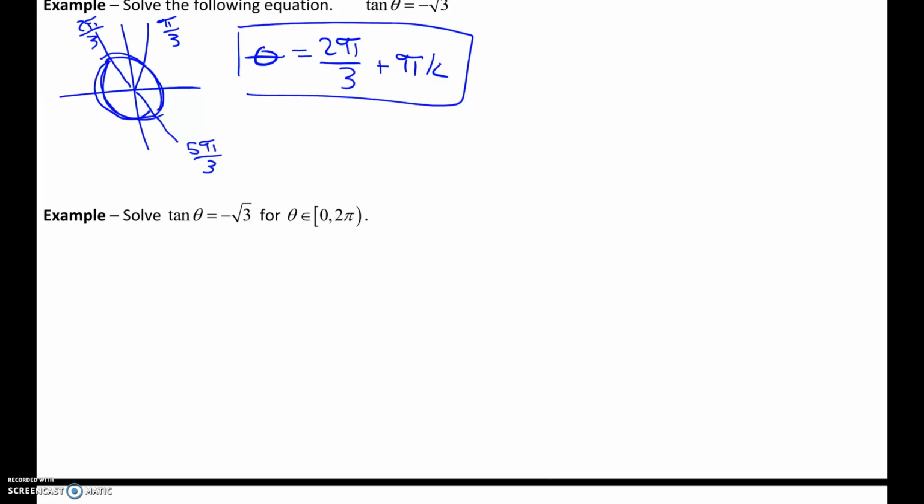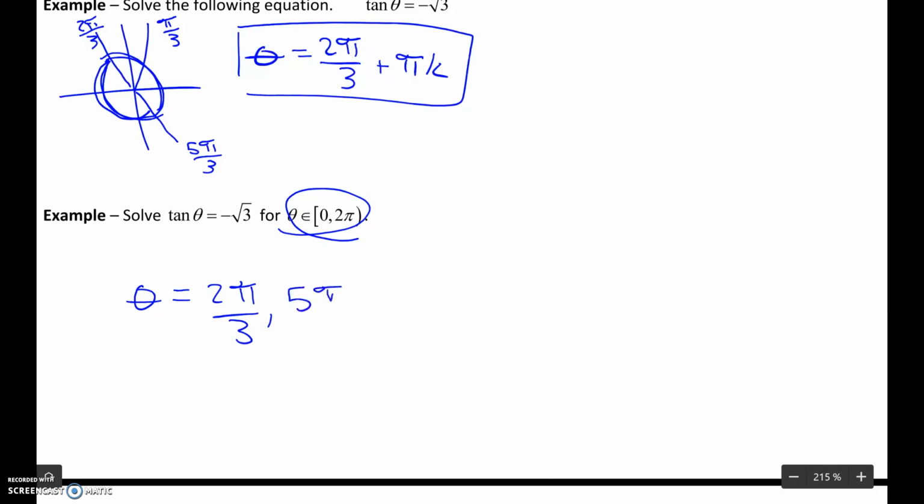But what about this one where I have a restriction to my angle? It says the angle has to stay in between 0 and 2 pi. So I can't just add pi k to it, right? I'm going to get theta equals 2 pi over 3, and then it also equals 5 pi over 3.